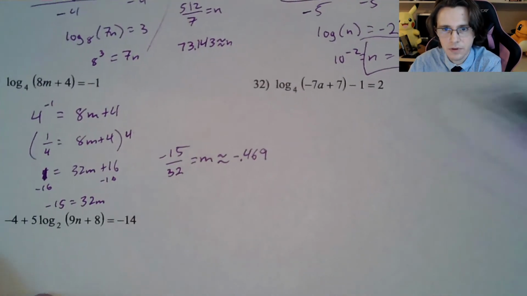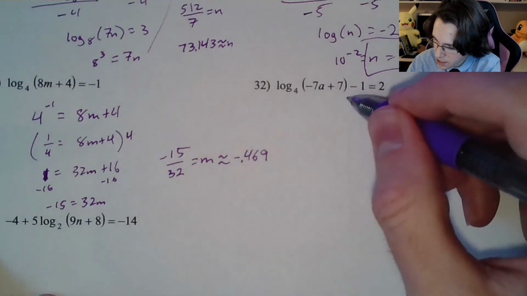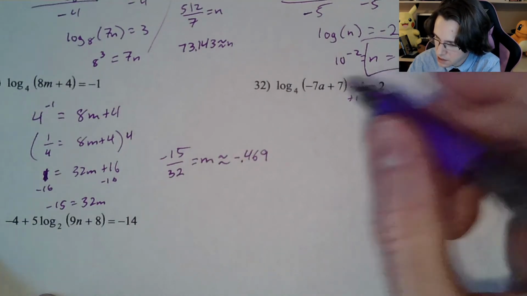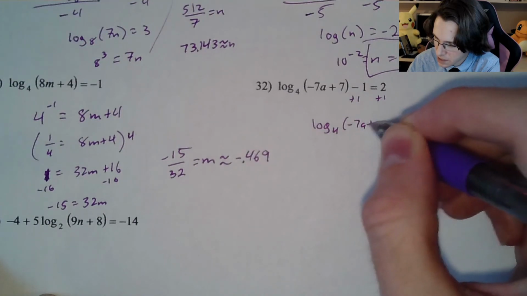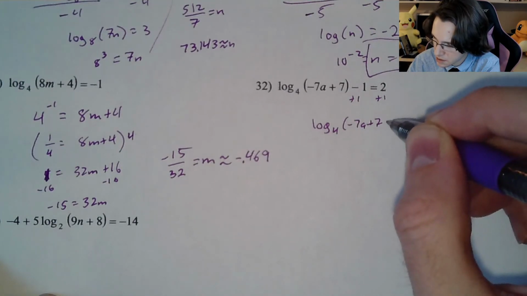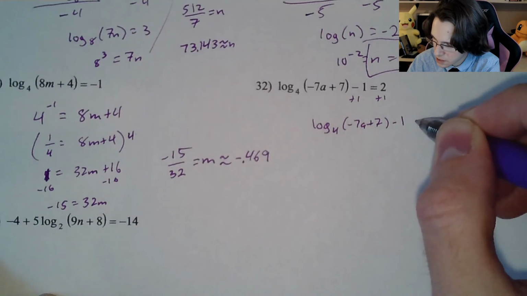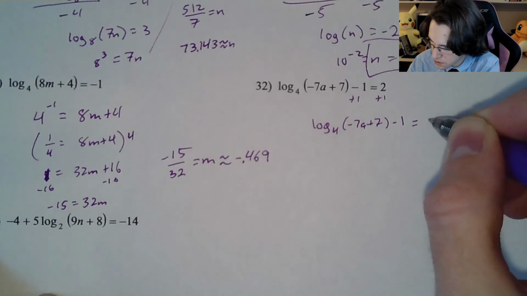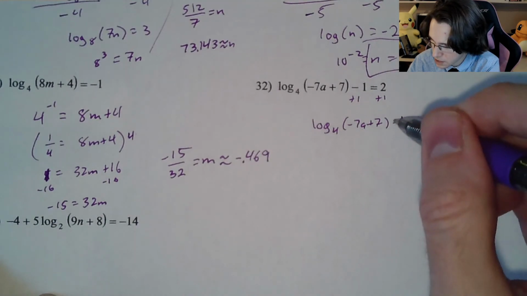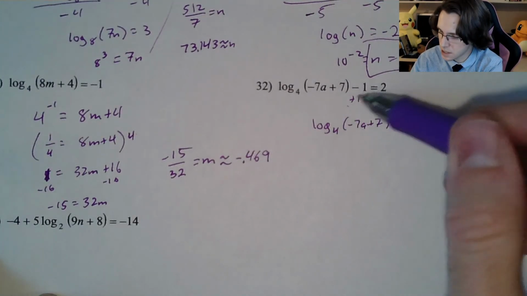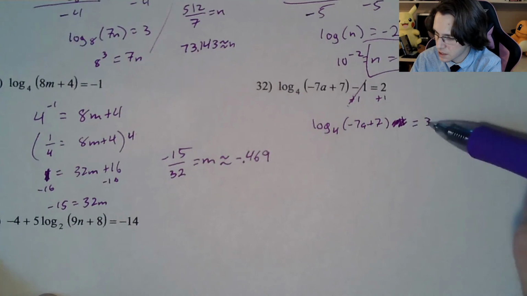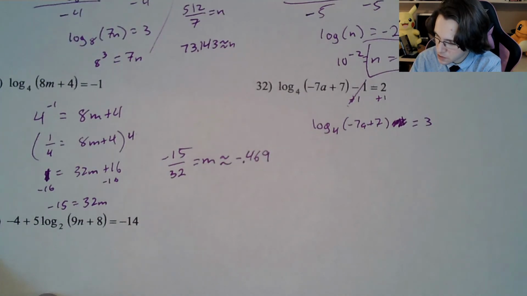Continuing on to number 32, same concepts, add 1 to both sides. Log base 4 of -7a plus 7 minus 1 is equal to, why did I write the -1 again? My brain failed right at the end there. I just added 1 to both sides. These cancel out. Don't know what happened there. So we get 2 plus 1, 3.